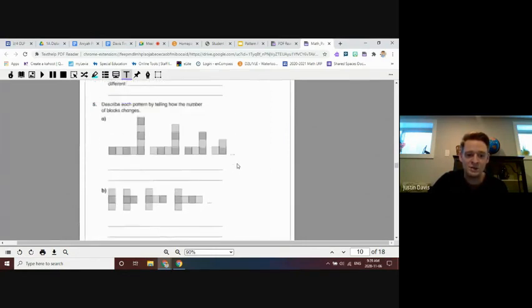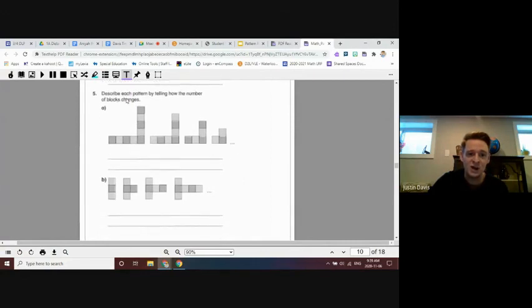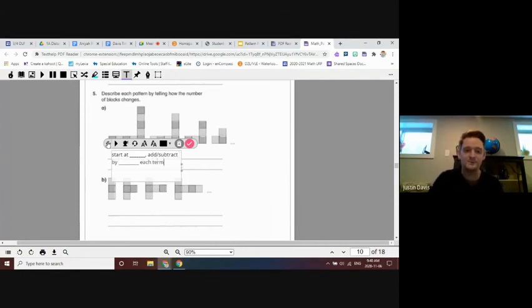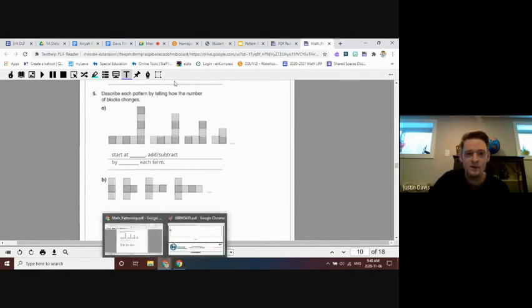And the last question, question 5, it says describe each pattern by telling how the number of blocks changes. So you could do this by just writing a pattern rule, and a pattern rule will start at blank, and then you are going to say add or subtract by blank each term. Okay, so I hope that provides you with the support you need to work on this math sheet.